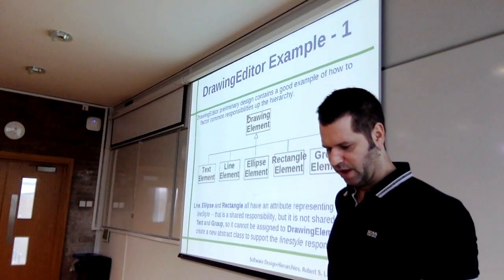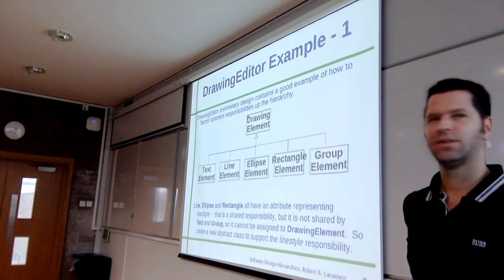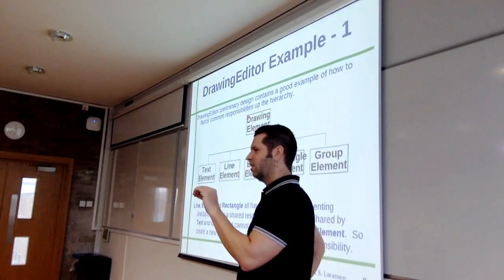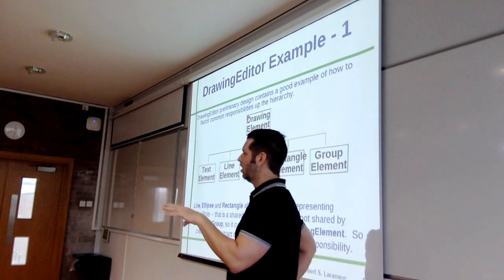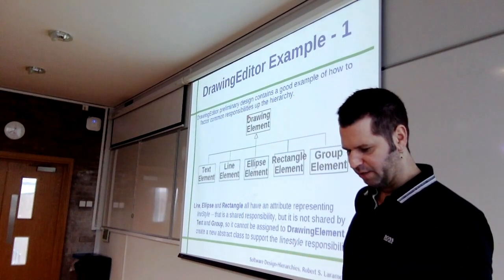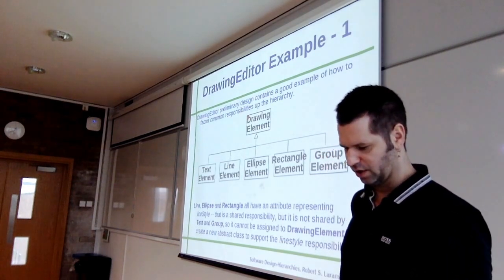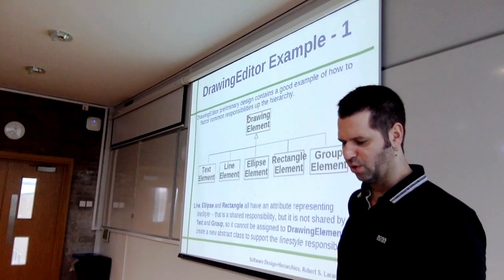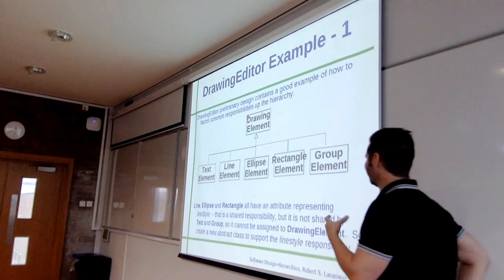So an observation we can make is that line, ellipse, and rectangle all have an attribute representing line style. Right? If you use a drawing editor, you know that you can change the thickness of the lines, and you can change the style of the lines to dashed or dotted, or maybe you can change the colors of the lines and so on. So that means line, ellipse, and rectangle have something in common. They have these edges. You can change the style of those edges. So line style is a shared responsibility, but text and group don't have that edge to them, no pun intended, that attribute.